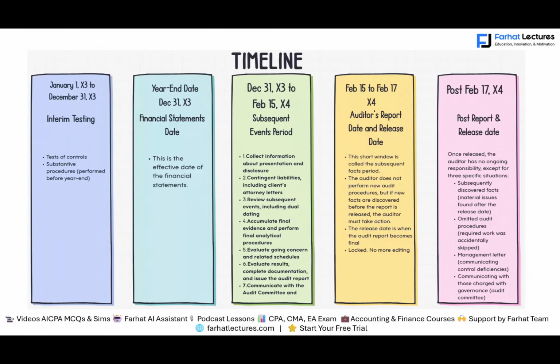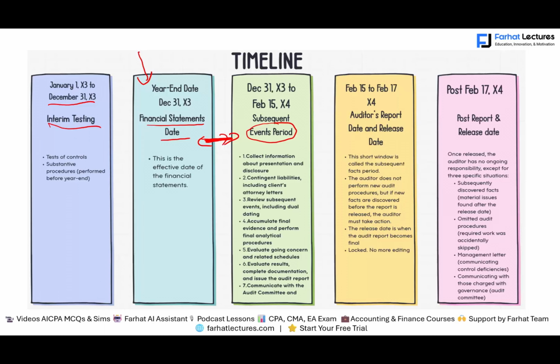This is Professor Farhat, in which we will keep working with the subsequent event activities. Subsequent events come after the financial statements date until the financial statements are issued. Assuming a calendar year December 31st financial statement, the interim testing, the fieldwork, test of control, analytical procedures, test of detailed balances occur up to December 31st, from January till December 31st. The financial statements are dated December 31st. Then the financial statements are issued 60 days after year end. This period from the financial statements date till the financial statements are issued is called the subsequent event period.